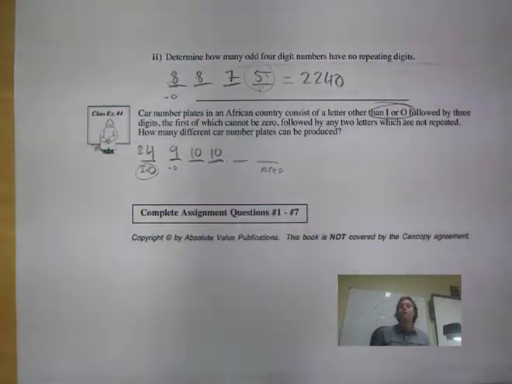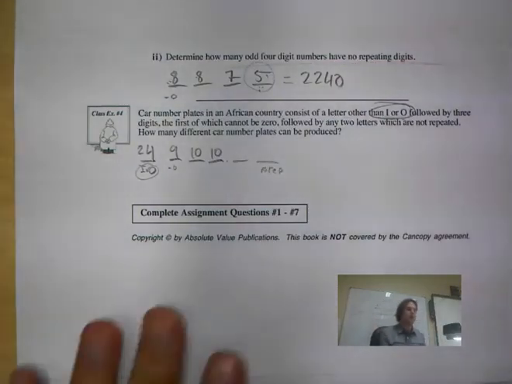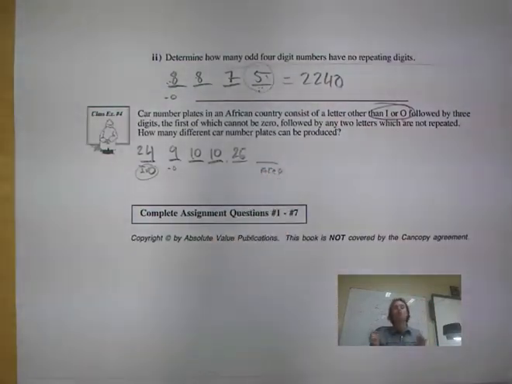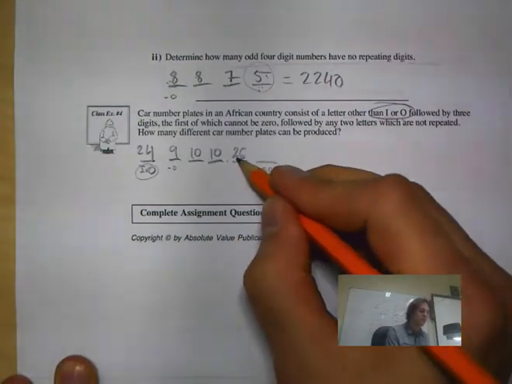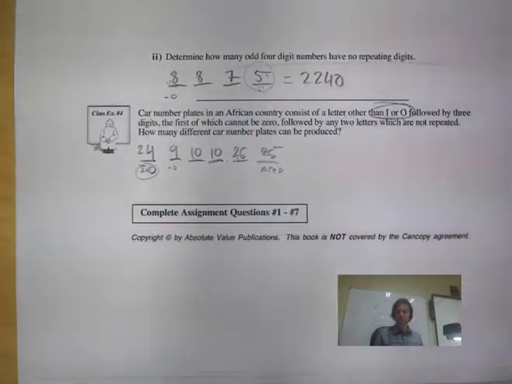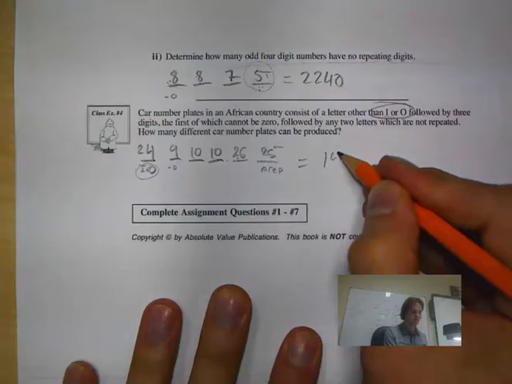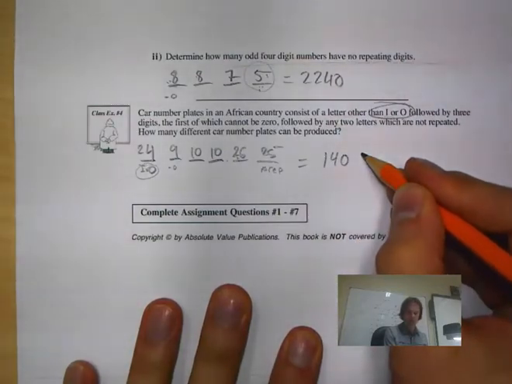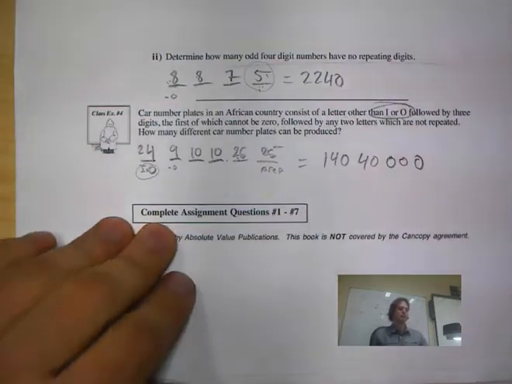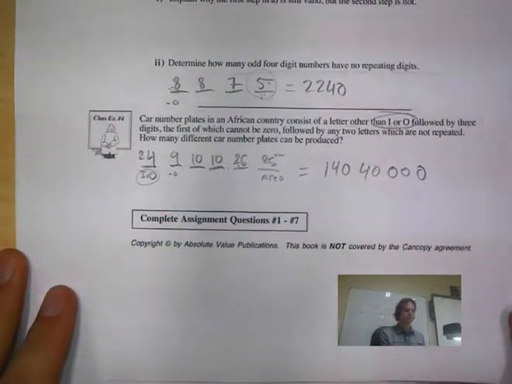Now it says, once again, we have a letter, and we have any 26 letters. And then it says for the last one, there's no repetition. So once the letter's used there, we can't use that letter, so there's only 25 to choose from. I multiply this together, and I get something that looks like that. Okay?